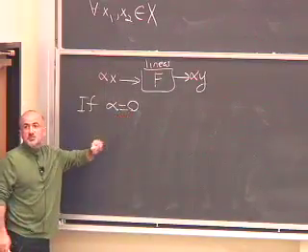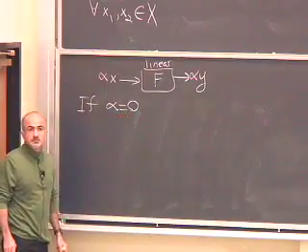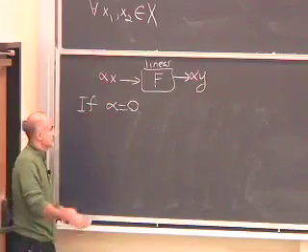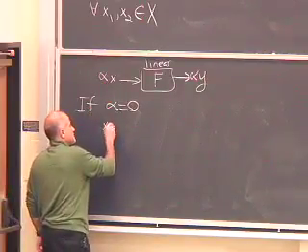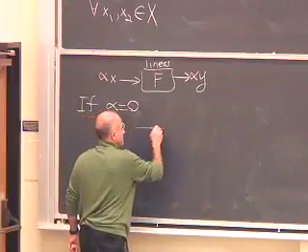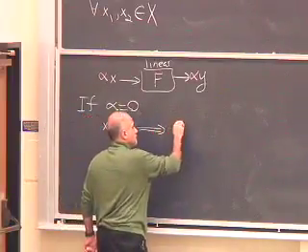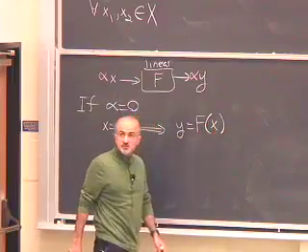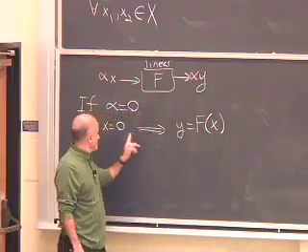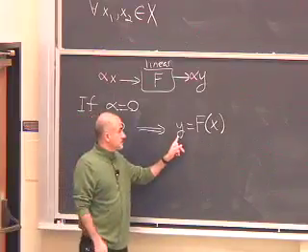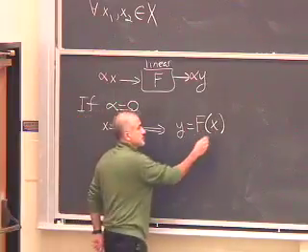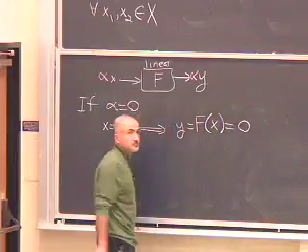If you pick alpha to be 0, what does this mean? What does that make the input signal? 0. So if x is 0, then y, which is a function of x, again, we're talking about a signal in its entirety, then the output must be 0.